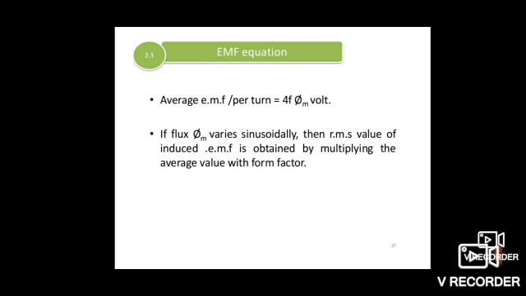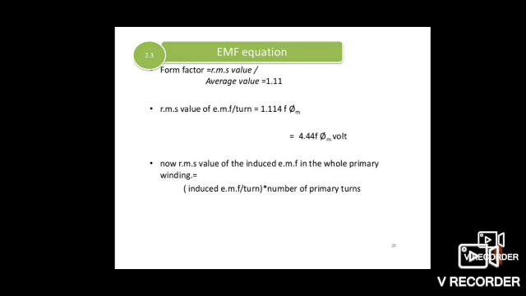If flux phi m varies sinusoidally, then the RMS value of the induced EMF is obtained by multiplying the average value with the form factor. The above equation is the average value of EMF per turn, so now we are going to find the RMS value. Form factor is equal to RMS value divided by average value, which is 1.11. Therefore, the RMS value of EMF per turn is 1.11 into 4f into phi m, that is 4.44 f phi m volts.